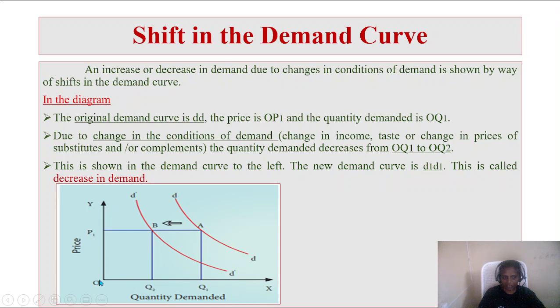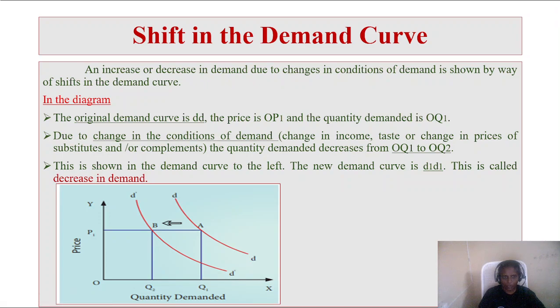When the price level is from 0 to P1, what will be the quantity demanded? The quantity demanded will be 0 to Q1. So the point where both P1 and Q1 touch each other is point A, where if you draw a curve, the demand curve D is the original demand curve.